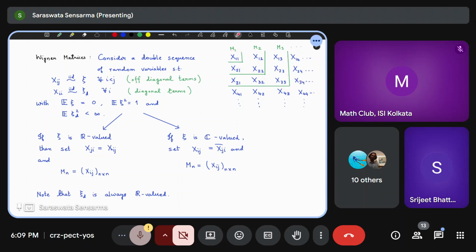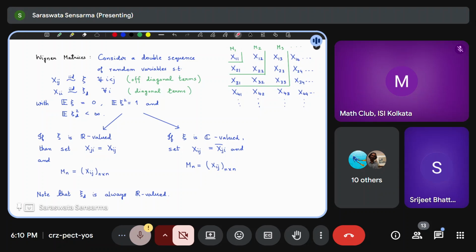Wigner gave these assumptions: the expectation of the xi variables is 0 and the variance is 1, so all of these entries have variance 1. The diagonal could be a special case; it could be anything, but it doesn't really matter as long as the variance is finite. The off-diagonal terms are IID, and the diagonal terms are also IID.